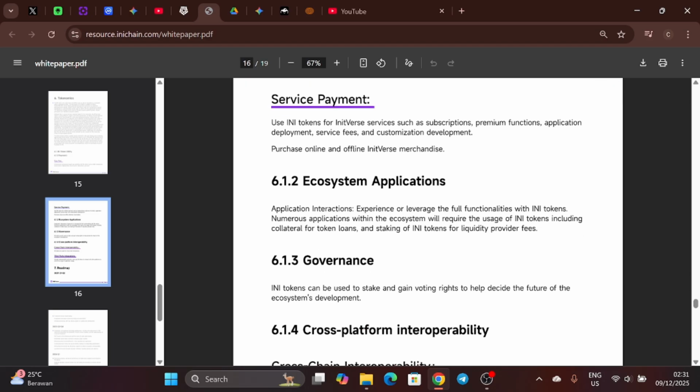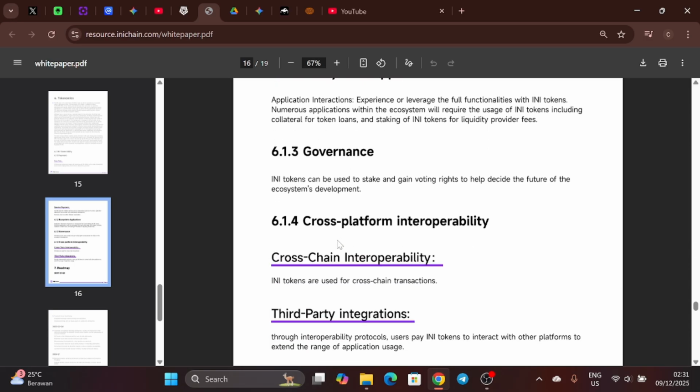And then after that, governance. INI token can be used to stake and gain voting rights to help decide the future of the ecosystem deployment. All right, this is so interesting.